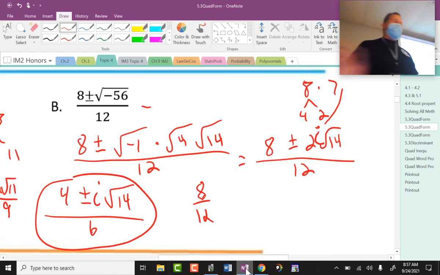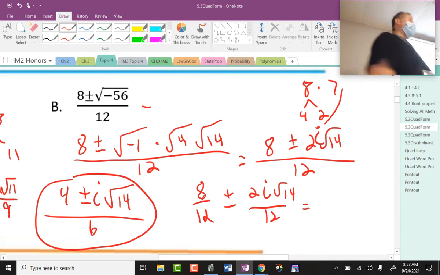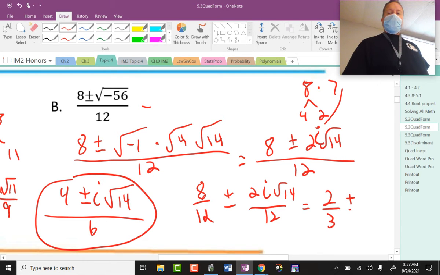Okay, video number 2. All right, 8 over 12 plus or minus 2i root 14 over 12. And then what's 8 over 12? What's 8 over 12? 2 over 3, come on guys, then plus or minus 1i root 14 over 6.